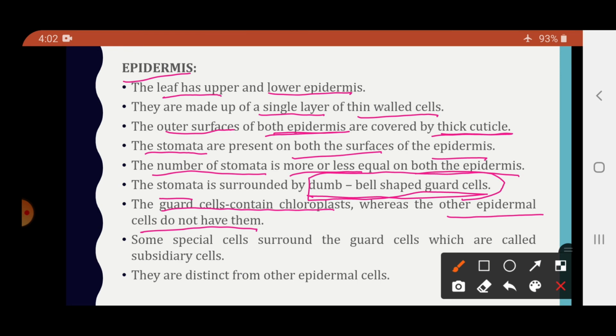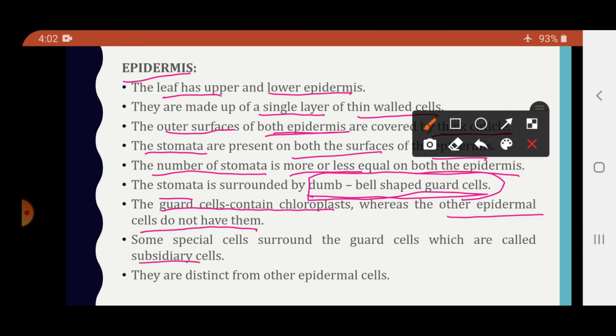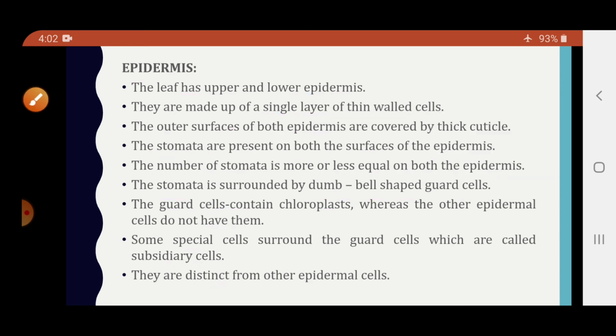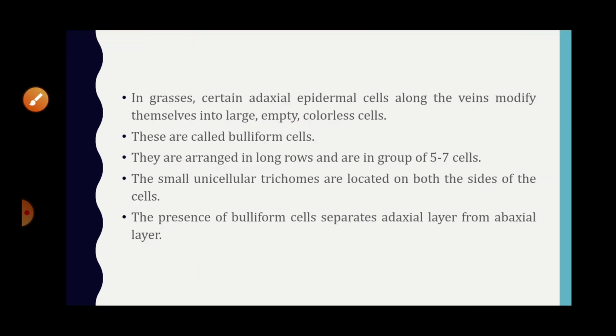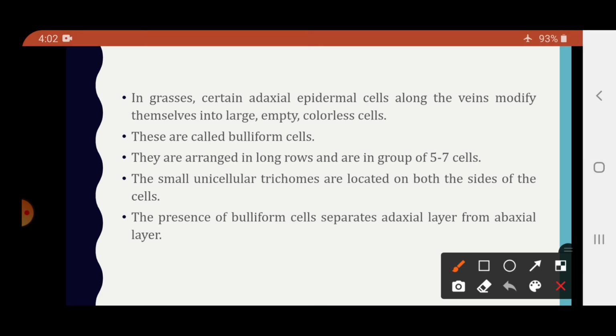Some special cells surround the guard cells which are called the subsidiary cells. So there are specialized cells surrounding the guard cells which are called the subsidiary cells. And these subsidiary cells are different from the other epidermal cells. In grasses, now see students, this is very important. So grasses are again examples of the monocot.